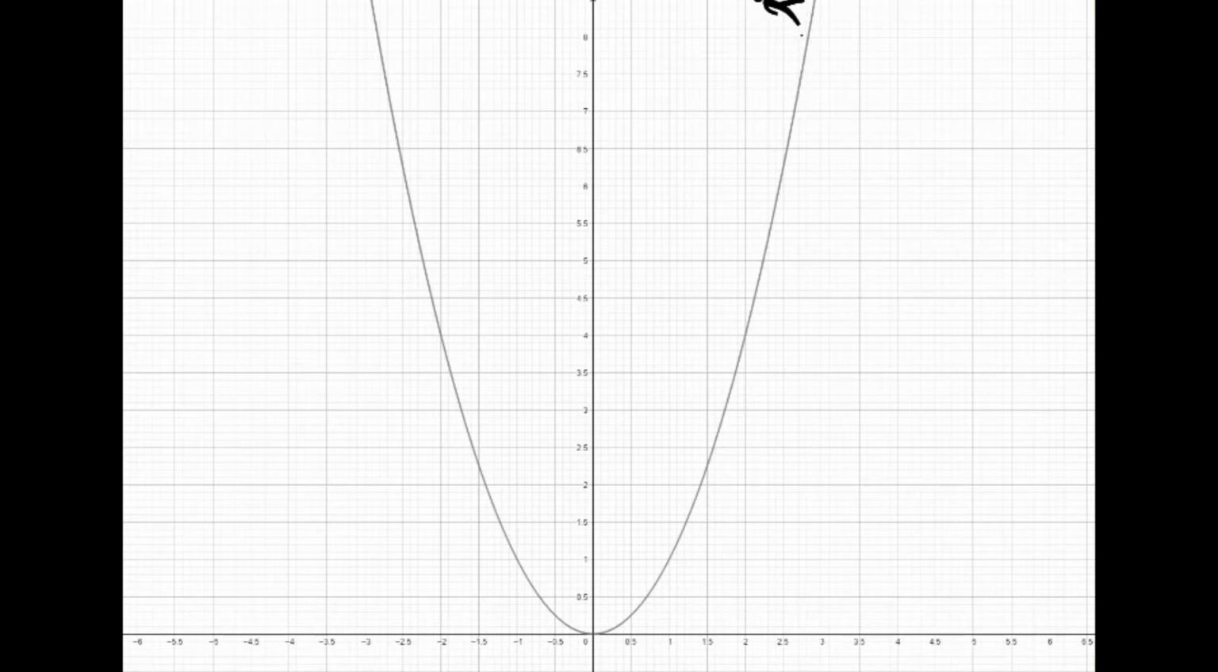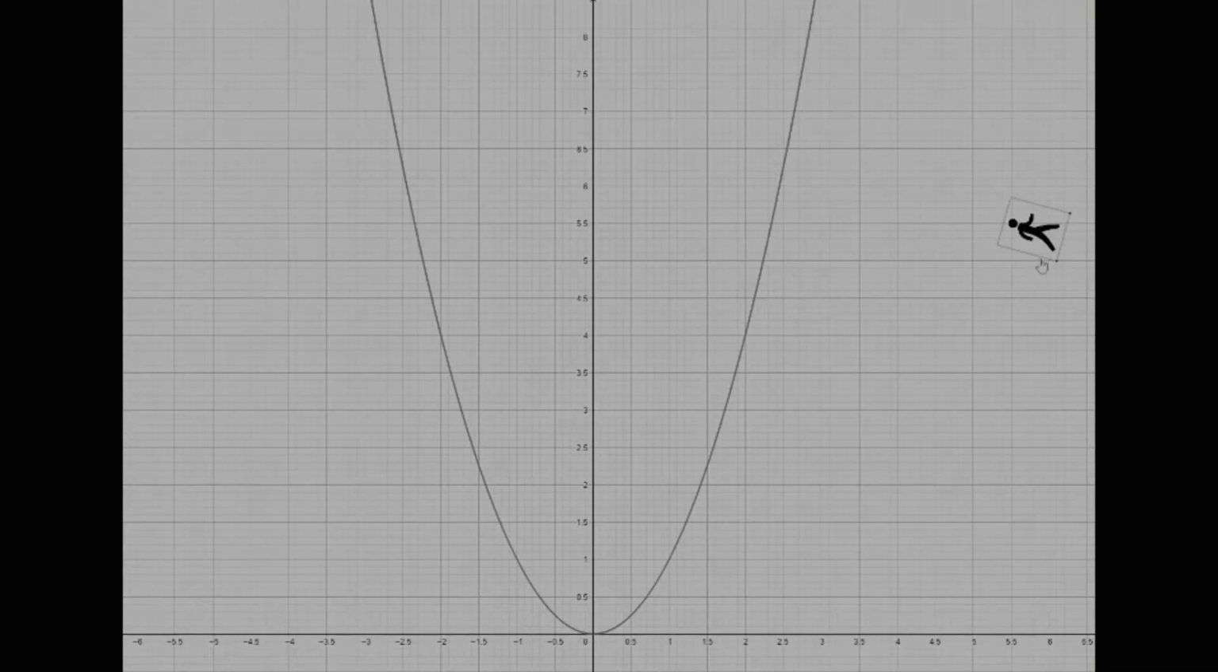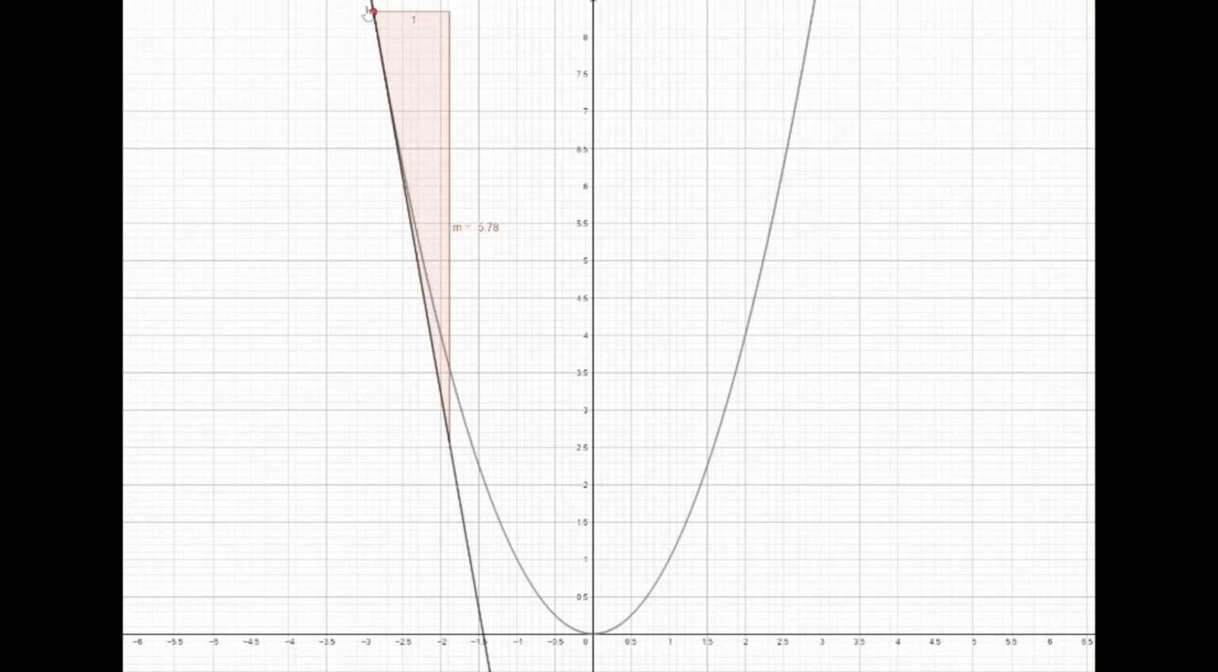Well, remember how I said there was one key difference between gradients of straight lines and curves? The key difference is that straight lines have a constant gradient, while curves have variable gradients. Let me demonstrate. Notice how the gradient changes at different points on the curve.